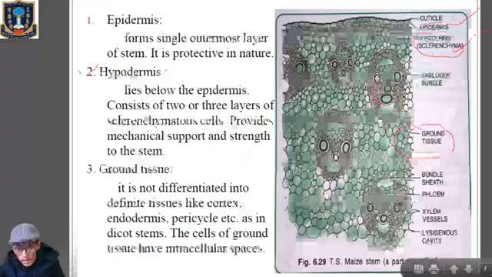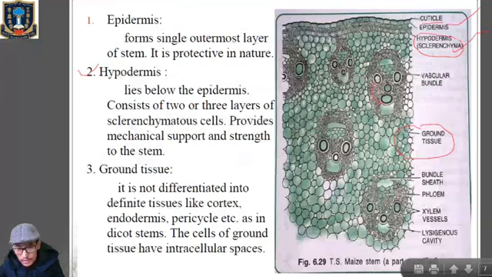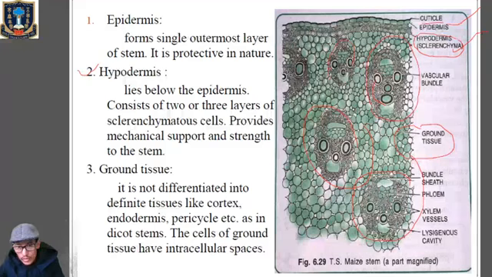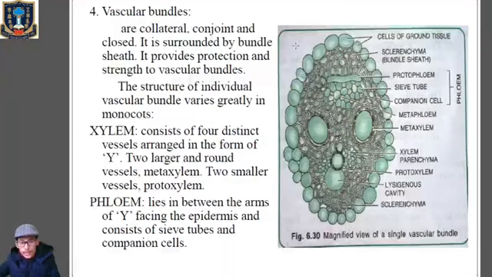So these are the different vascular bundles. We can say this is the first vascular bundle, we have the second vascular bundle, the third vascular bundle over here, the fourth one also, and the fifth one also over here. Now we are just going to look into the structure of one vascular bundle, and we are going to discuss the xylem and the phloem. Okay, so this is the magnified view of a single vascular bundle. Let's talk about xylem.